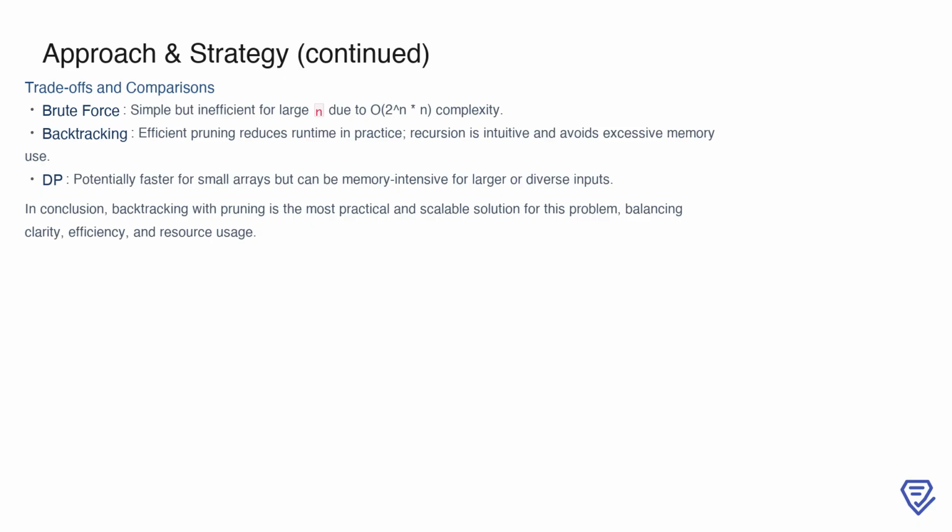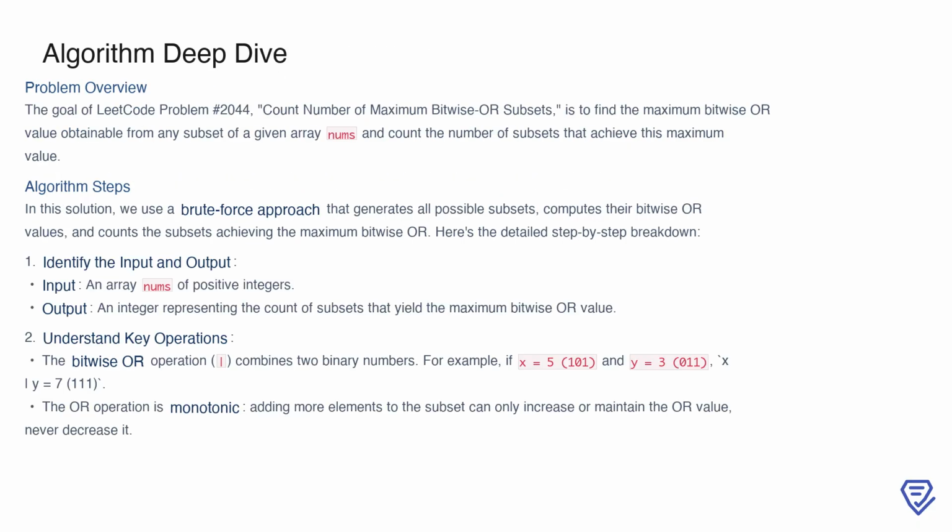solving this problem. In this problem, we are tasked with determining the maximum Bitwise-OR value that can be achieved by any subset of a given array, nums, and counting how many subsets reach that maximum value. To solve this, we use a brute force approach where we systematically generate all possible subsets of the array, compute the Bitwise-OR for each subset, and then count the ones that achieve the maximum OR value. The input to the problem is an array of positive integers, while the output is the count of subsets that give the maximum OR value.